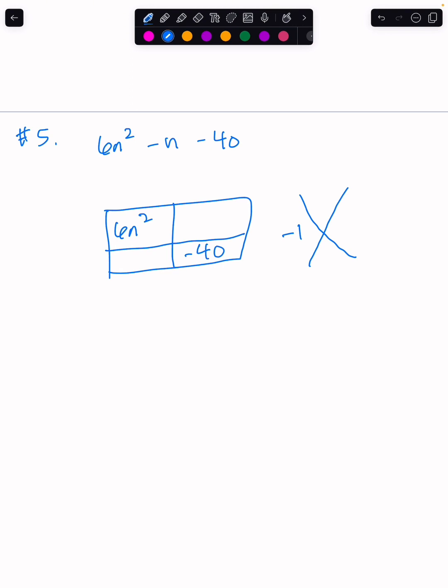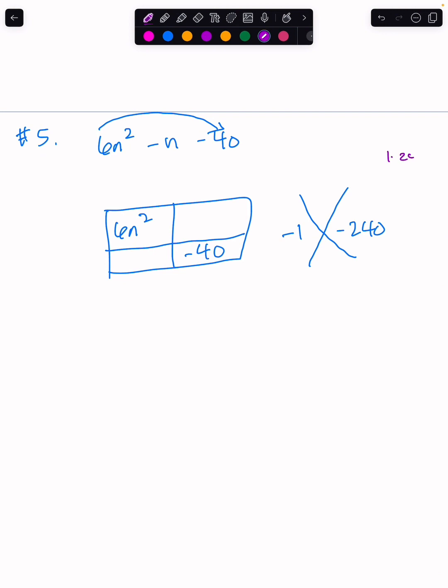But this is where the fun begins. 6 times negative 40 is negative 240. So we have to make a list of the factors that are going to multiply to give me negative 240, but end up adding to give me 1. Okay? Here we go.